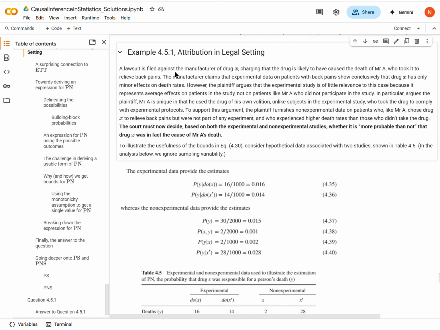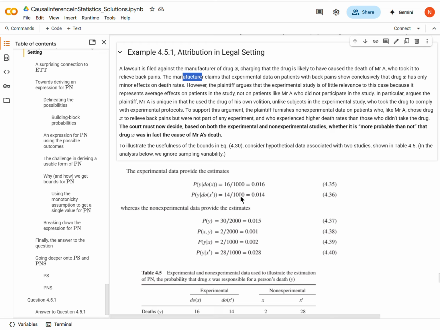A lawsuit is filed against the manufacturer of drug X, charging that the drug is likely to have caused the death of Mr. A, who took it to relieve back pains. The manufacturer claims that experimental data on patients with back pains show conclusively that drug X has only minor effects on death rates. So again, the manufacturer is claiming that the drug has negligible effects on death rates, and we'll come back to read the rest of the question.